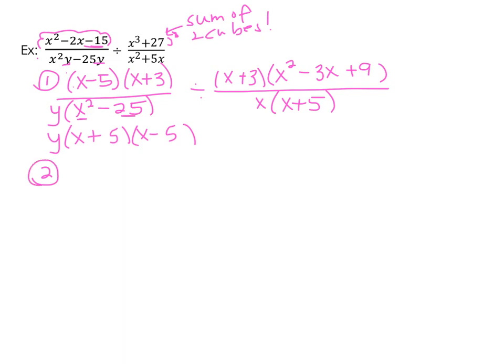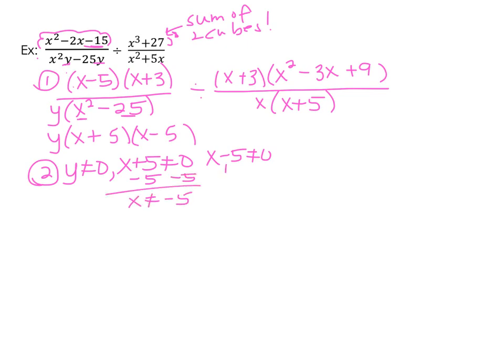Let's state our restrictions for any variables in the denominator. In the first fraction, y can't equal 0. Easy enough. X plus 5 can't equal 0, and x minus 5 can't equal 0. Solve for x. Oops, I almost put a plus in there. We don't want to change the sign as we move it over. X can't equal negative 5. And then if we add 5 for this one at least, x can't equal positive 5. So there's this restriction, this one, and this one.